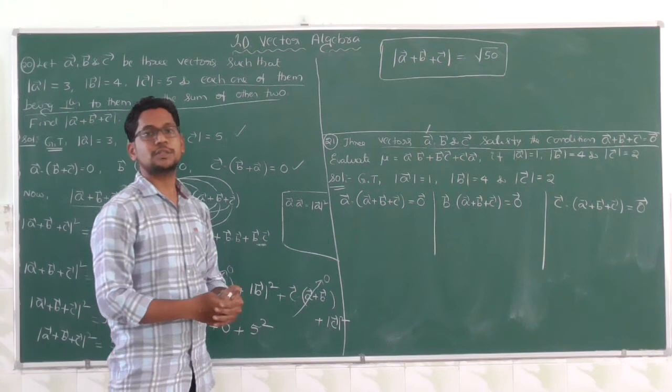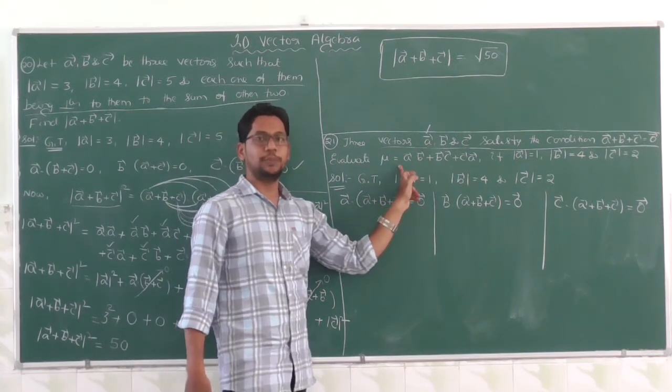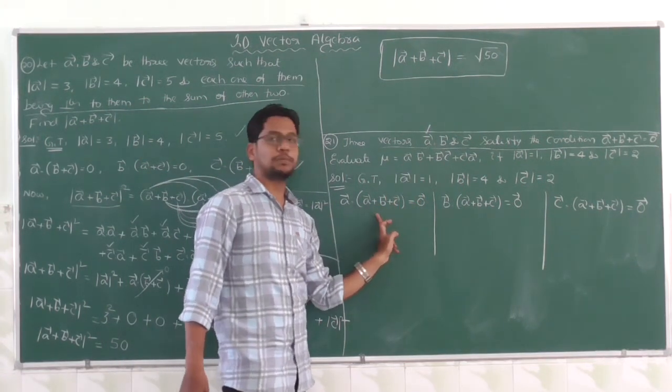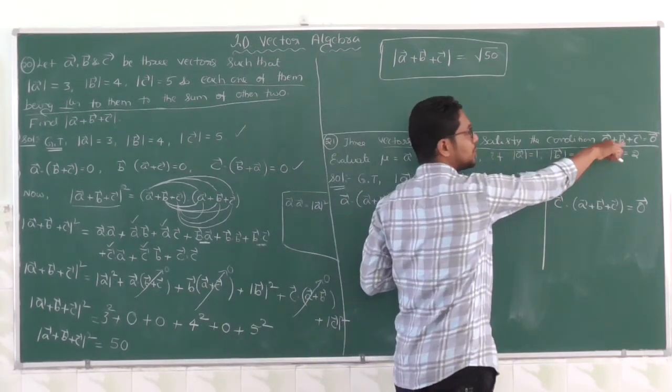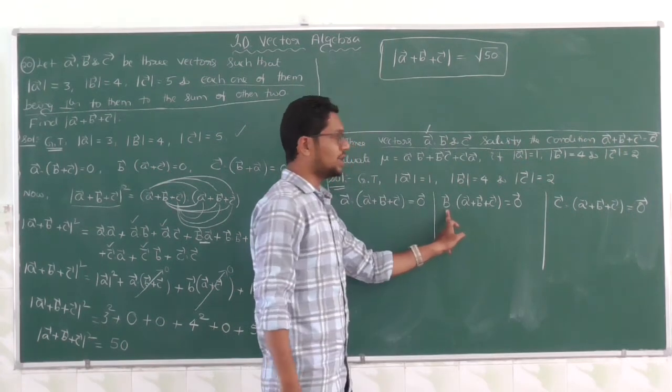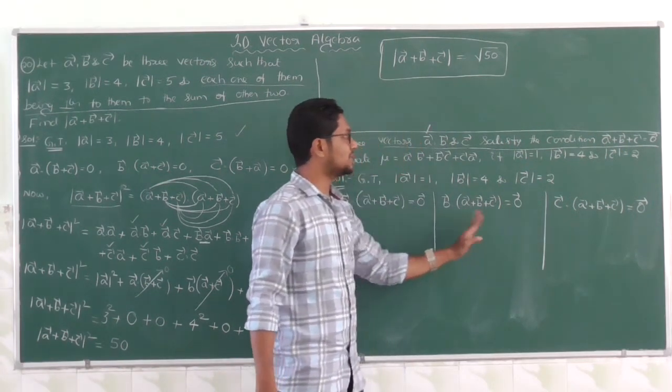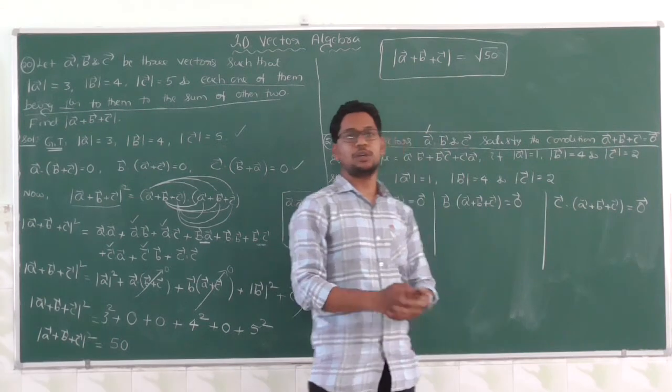Here these are the hints to find the required quantity. Okay, A dot (A plus B plus C) equals 0 because A satisfies the condition A plus B plus C equals 0 vector. Similarly, B vector and C vector satisfy the condition A plus B plus C equals 0 vector.